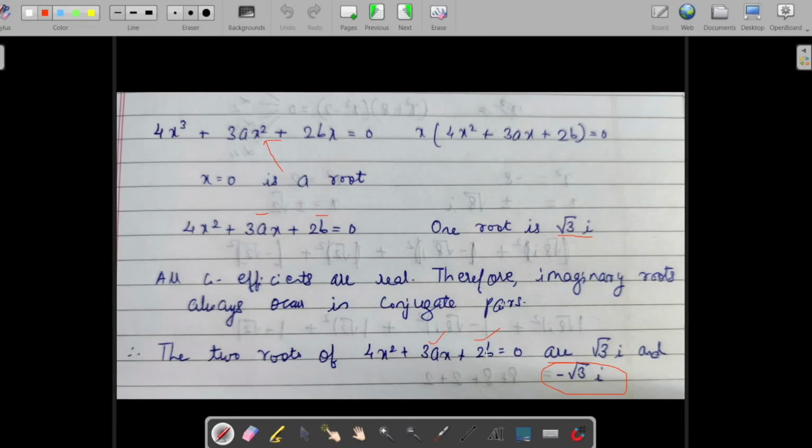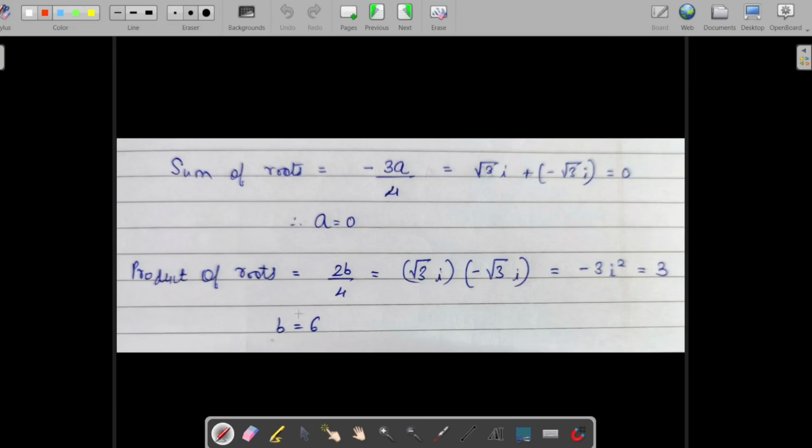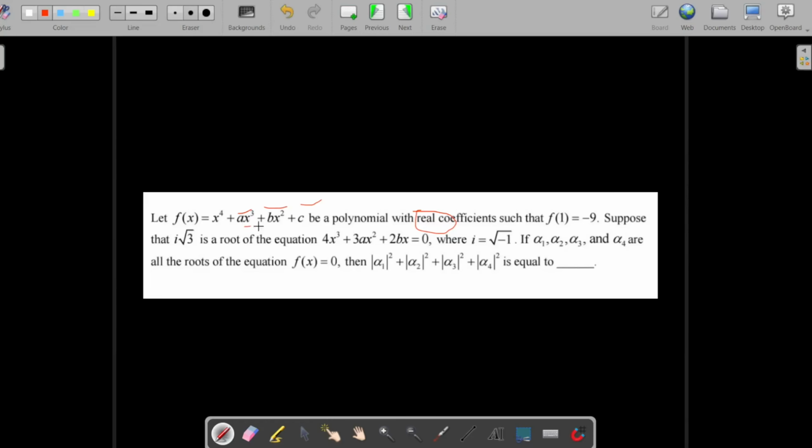Similarly, we can easily find the value of b because product of roots will be c by a, where c here is 2b and a is 4. So product of roots 2b by 4 will be root 3 iota into minus of root 3 iota. Be careful with this minus sign because you will have another minus sign coming from here, and so the product will be 3, from which we get b is equal to 6. Now we have a and we have b. The only thing left is to calculate c, which we can from this condition.